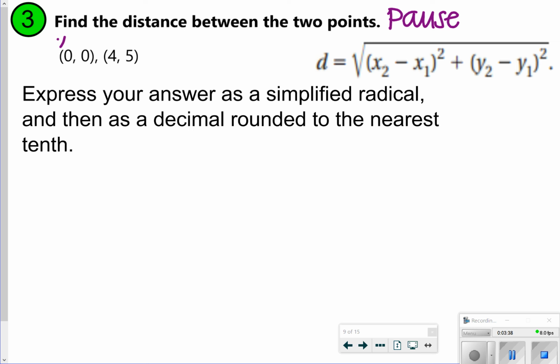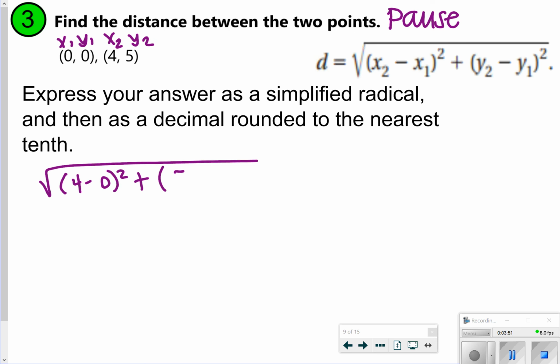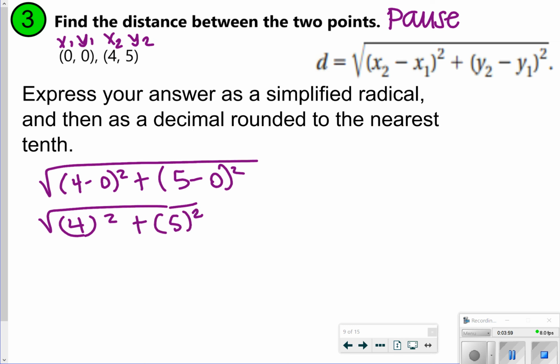Alright, so in number 3 I said the first set was x1, y1, and then the second set was x2, y2. So we're going to just plug that into our formula. So x2 minus x1, that's 4 minus 0 squared, and then y2 minus y1 would be 5 minus 0 squared. So here I'm going to get 4 squared plus 5 squared. That would give us 16 plus 25, and then 16 plus 25 is going to give us the square root of 41. So here's my simplified radical, and then I also use the calculator to find my decimal rounded to the nearest tenth, which is approximately 6.4.